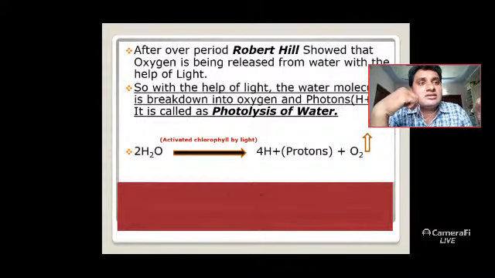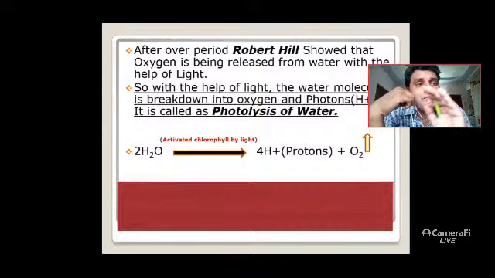That is the major reason our elders used to say that you cannot sleep under the trees, under the plants, during the night. That is the reason, because oxygen is only released in the daytime, in the presence of light, from the water. That process is called photolysis of water.